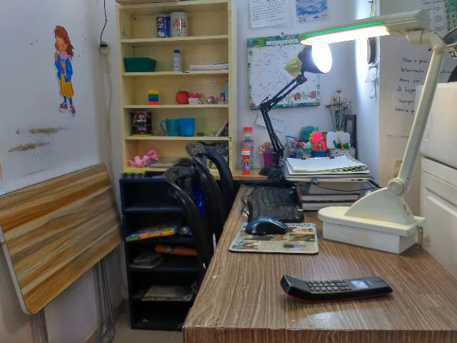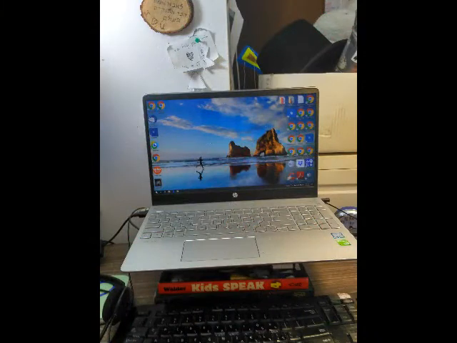This is a close-up of my computer. As you can see, it's just stacked up on books so that it's at eye level, and make sure that you're teaching from eye level because that's really important.